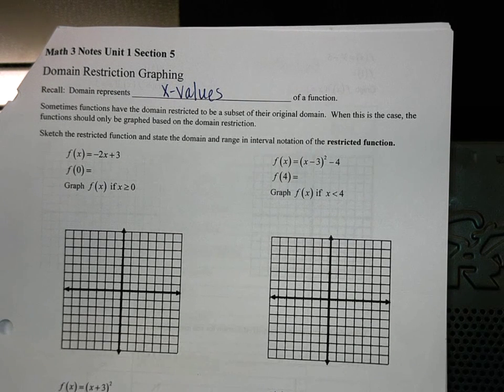Sometimes functions have the domain restricted to be a subset of their original domain. So you know how you have a big graph, but what's going to happen is they're going to be like, we only want this piece of it. So they're going to give you restrictions, like your x can only go from here to here, and that's the only part of the graph that we're actually going to look at. When this is the case, the function should only be graphed based on the domain restrictions.